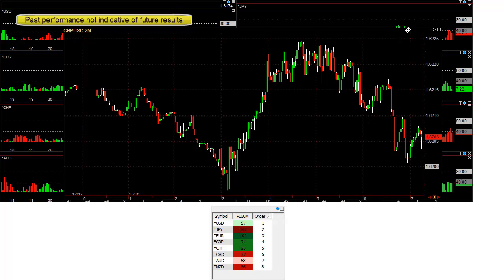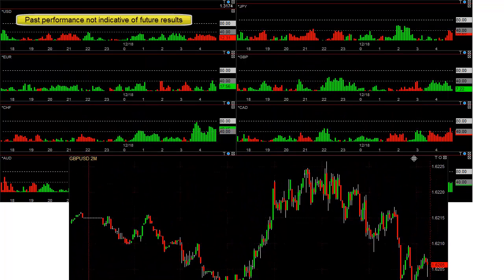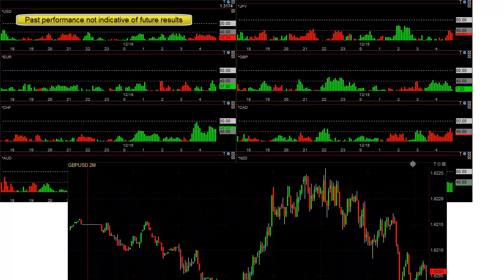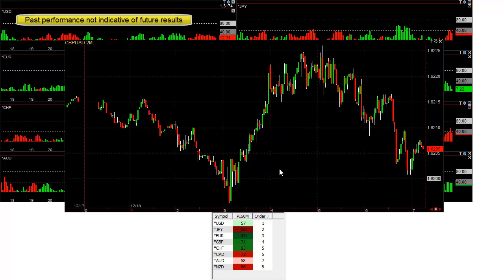Let's find this exact time again. You can see the dollar was mildly weak at 3:30. The pound started to go strong. And if you look at the chart, you see this at 62.05. It did go up another 20 pips.